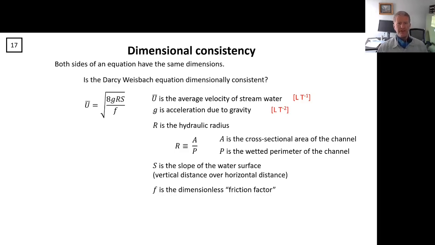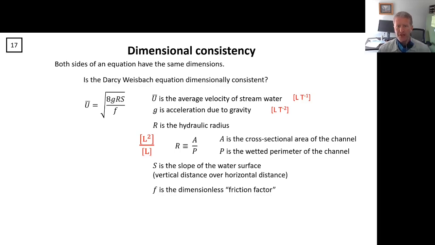R is a variable fairly unique to hydraulics, and it's defined as the cross-sectional area of the channel divided by the wetted perimeter of the channel. The wetted perimeter is the length of a line drawn from one wetted edge to the other along the bed. So A, the cross-sectional area, hopefully we've got the dimensions of that down now, is length squared. P is the wetted perimeter, that's just a length. It's a very irregularly shaped length because it's along the bed of the stream, but it's still just the given length of that line. So we can think of the hydraulic radius as length squared over length.